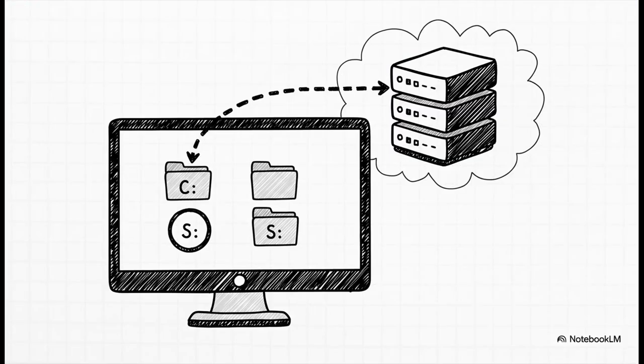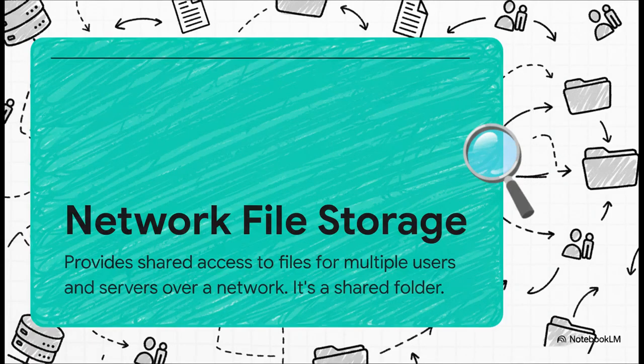If you've ever worked in an office or even a school computer lab, you've probably seen this. You know, an S drive for shared or maybe a P drive for projects. It just shows up right there next to your local drives. But here's the magic trick. It doesn't live on your computer at all. Nope, it lives on a powerful central machine somewhere on the network called a file server. And this right here, this is the official term for it, network file storage.